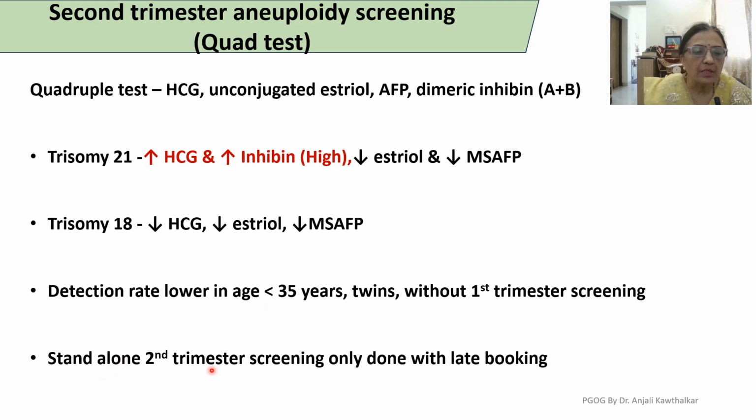Standalone second trimester screening is where first trimester testing is not done at all. Directly the patient comes for late booking. Then what we do is a standalone second trimester screening. This is done only when there is a late booking. Otherwise, whenever a woman comes in the first trimester, genetic counseling is to be done in the first trimester. Screening tests are to be offered in the first trimester itself, so that there is no question of going for only a standalone second trimester screening.